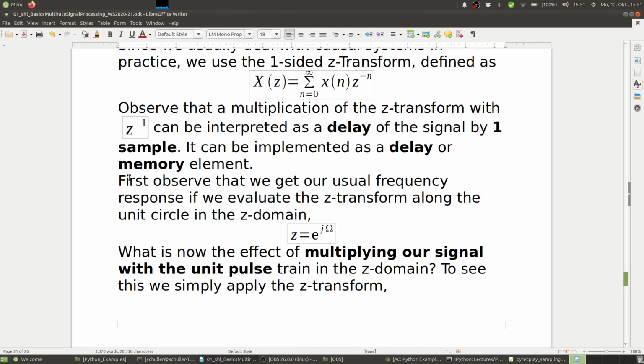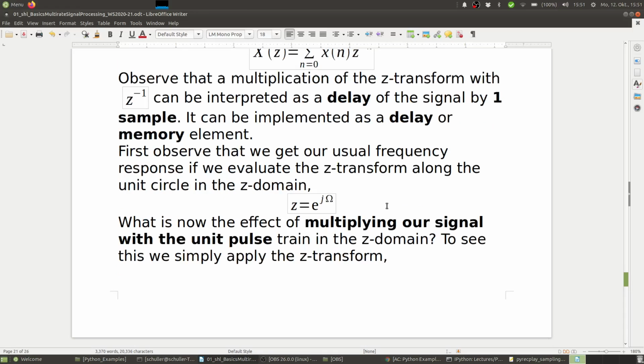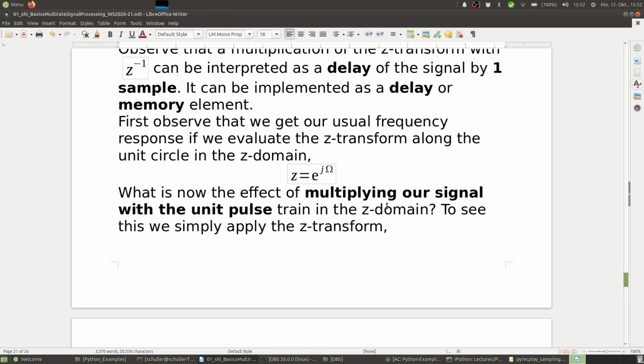And that means when we have in an expression, in a sum, different delays, then we can simply factor out the delays. Or we can factor out the undelayed signal and have a sum of delays. Yeah, first observe that we get our usual frequency response if we evaluate the Z transform along the unit circle in the Z domain. So if we replace z by e to the j omega, plug it in here, we see that it's exactly the DTFT. So the DTFT is a special case.